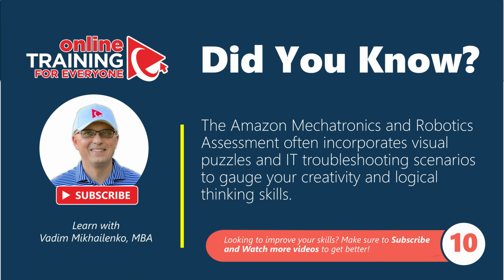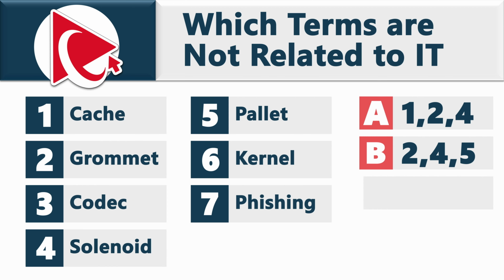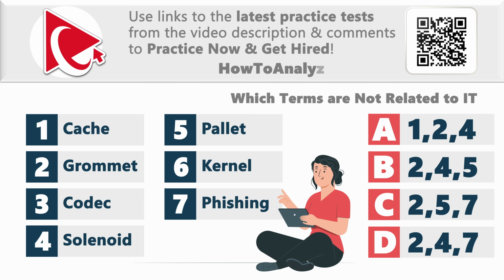You need to identify the terms which are not associated with information technology. There are 7 terms here: cache, grommet, codec, solenoid, pallet, kernel, and phishing. And you have 4 choices that represent variations of these terms. Choices A, B, C, and D. Steady your mind, trust in your abilities, and let your determination guide you through. I have full confidence that you can do it.